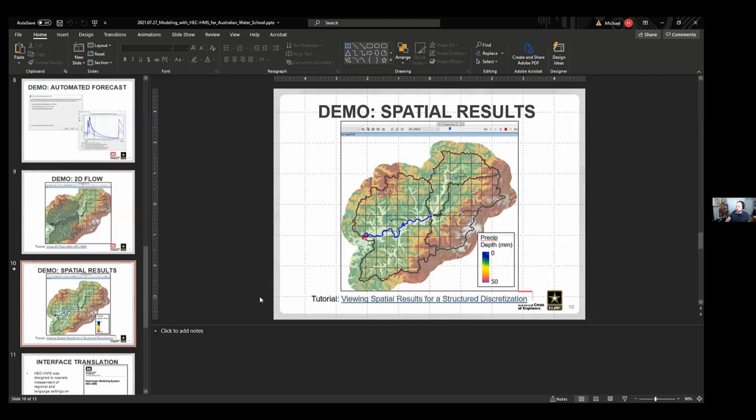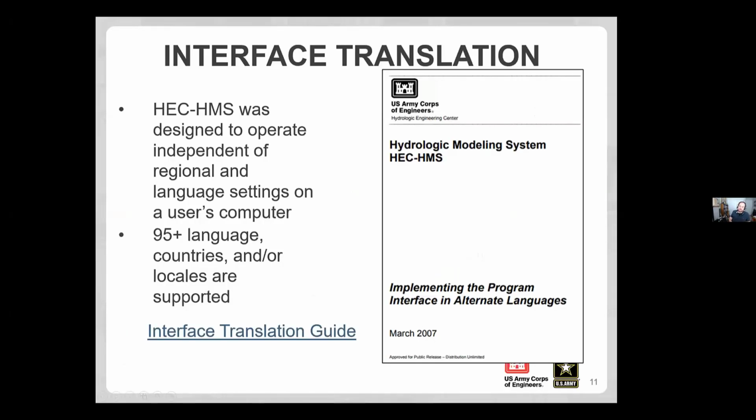For our international users, we do have interface translation capabilities within HMS. So about 95 language countries and locales are supported. So if you want to translate the interface, use different decimal formats, whether you're using periods or commas, you can do that in here. There's a live link there. You can check that out.